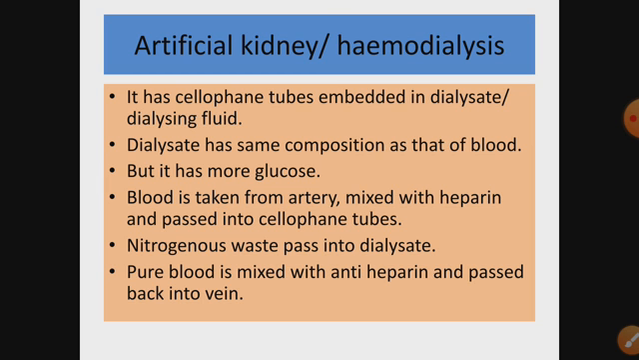Now, what are the different parts of artificial kidney or the apparatus used for hemodialysis? It has cellophane tubes which are embedded in a solution. This solution is called dialysate or dialysing fluid. The dialysate used in this machine has the same composition as that of blood. But it has more glucose, and blood has more nitrogenous waste, because nitrogenous waste has to be removed.